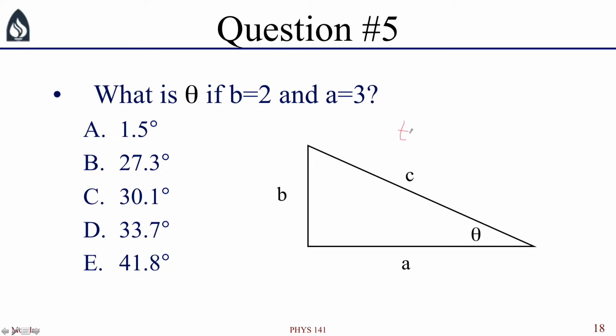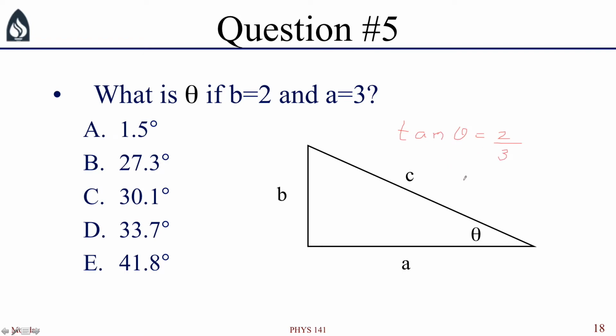So I'll use that approach. Of course, if I did the other way, so if I found C first and used the other trigonometric functions to find what theta was, that should also work just as well. So the tangent of theta is going to be equal to the opposite side, which is side B, and divide that by the adjacent side, which is side A.